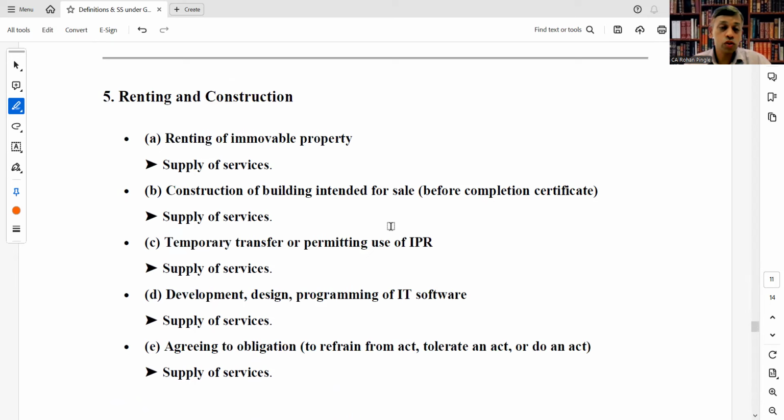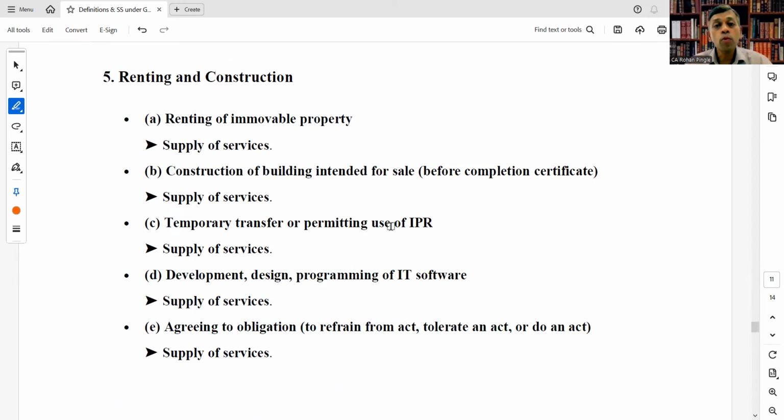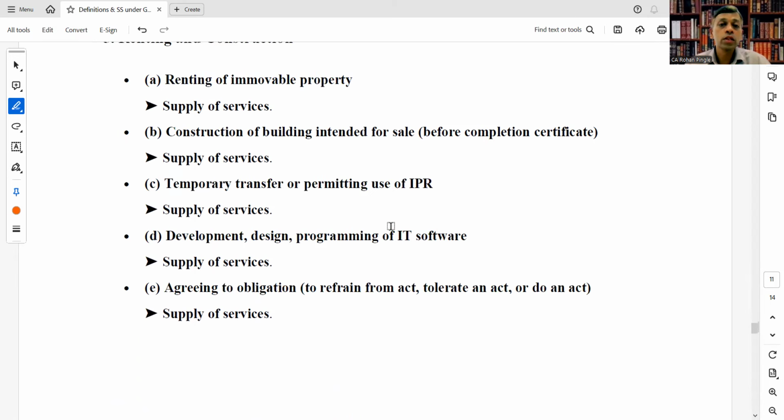Under renting and construction, renting of immovable property is a supply of services. Construction of a building intended for sale before the completion certificate is a supply of services. In the real estate business, this is a very important part. After the completion certificate, it becomes a supply of goods.